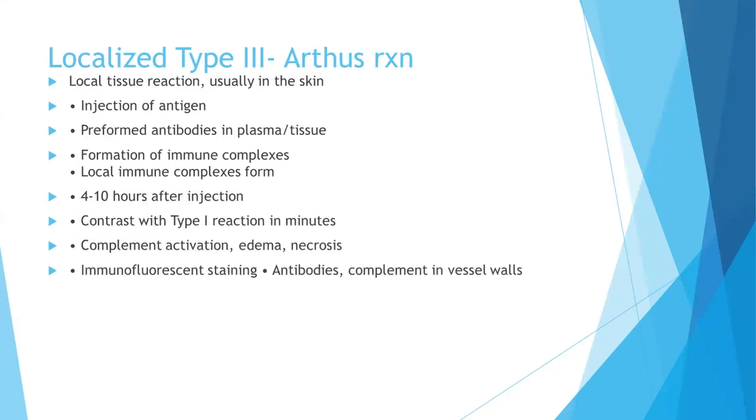The localized type 3 hypersensitivity is called the Arthus reaction. It is a local tissue reaction, usually in the skin, for example when an antigen is injected and there are preformed antibodies in the plasma or tissue, forming local immune complexes. It occurs 4 to 10 hours after injection, in contrast with type 1 reactions that occur in minutes. There is complement activation, edema, and necrosis.